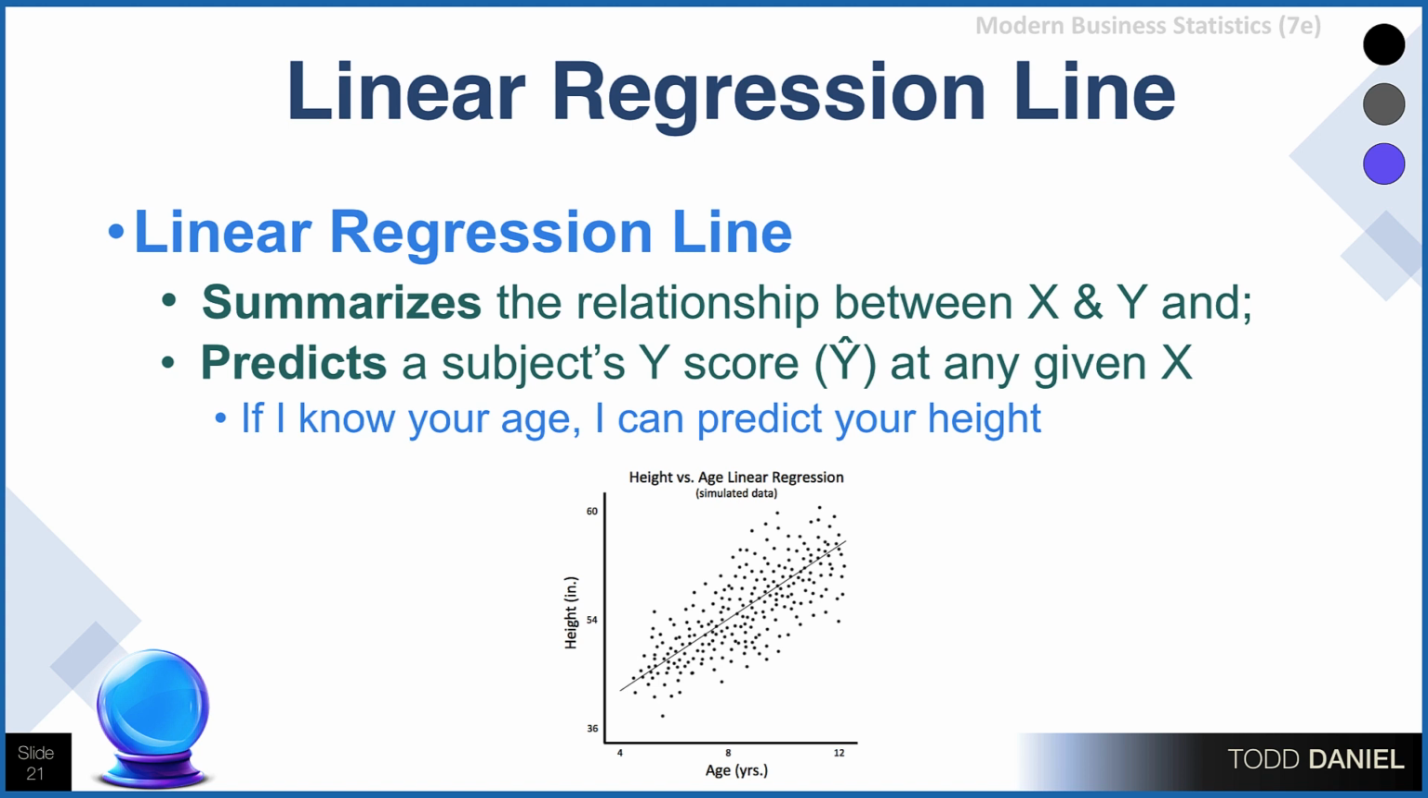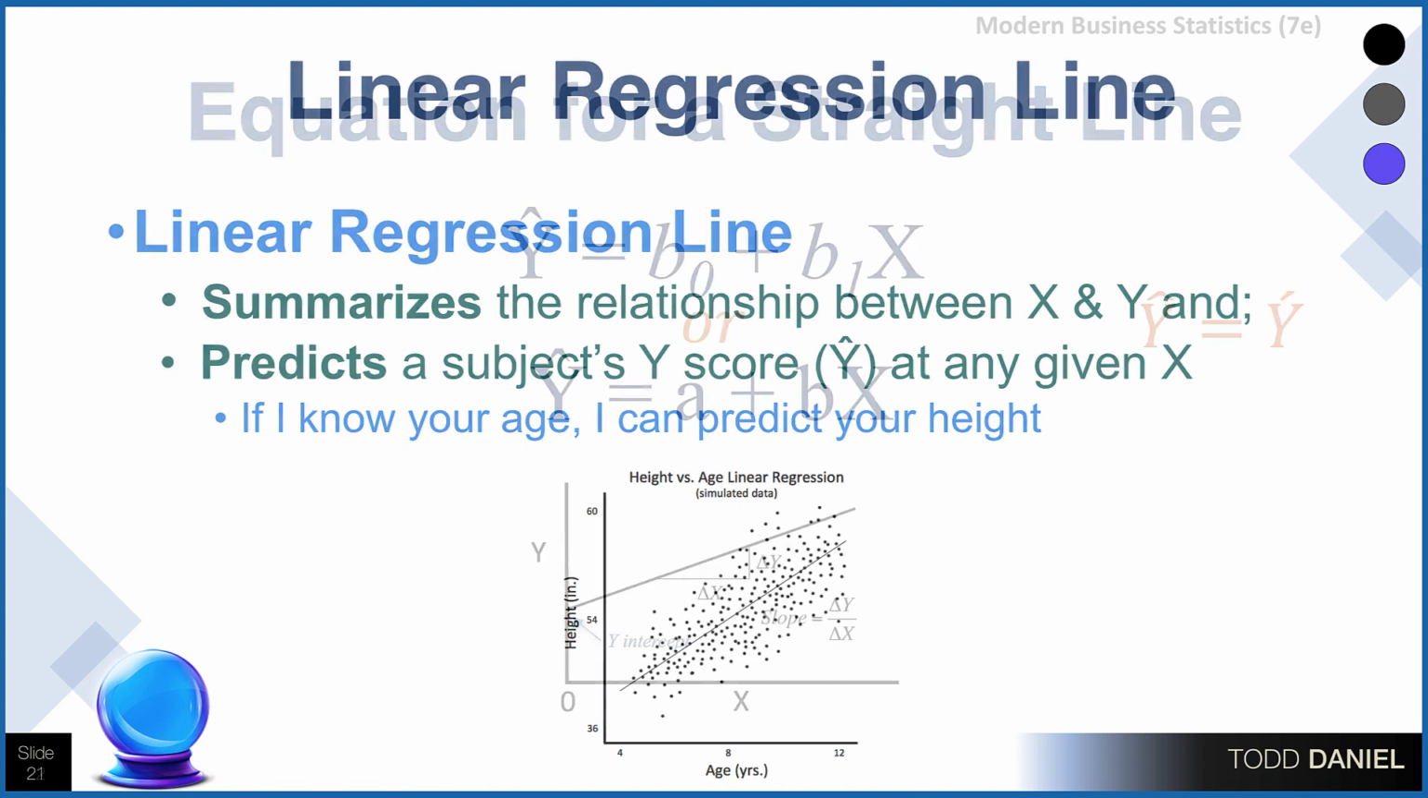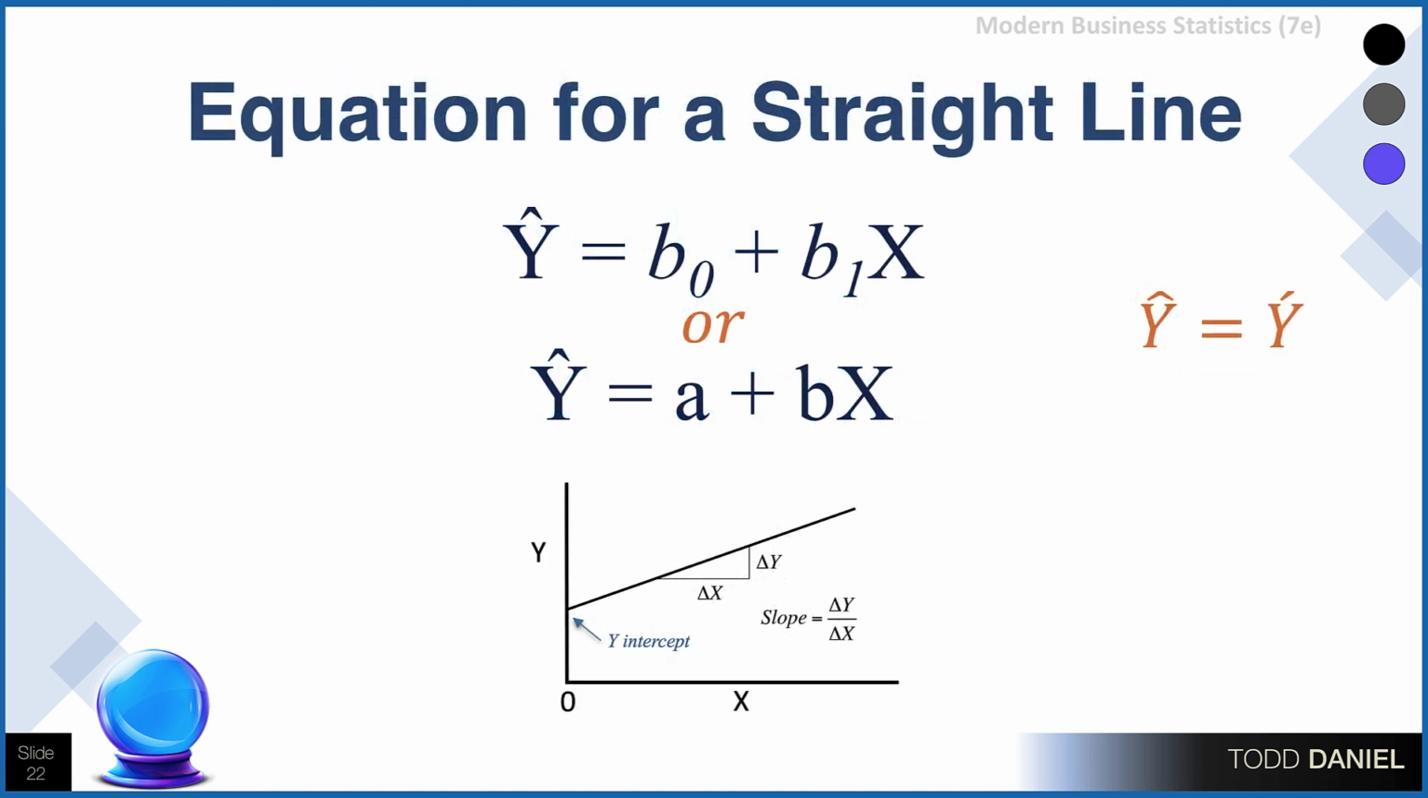If I know your age, I predict your height. The equation that we will use is Y hat equals either B sub 0 plus B sub 1 times X, or we will use Y hat equals A plus BX. Both of these are the same way of depicting the straight line. We can either use a beta 0 or we could plug in an A to represent that exact same value.